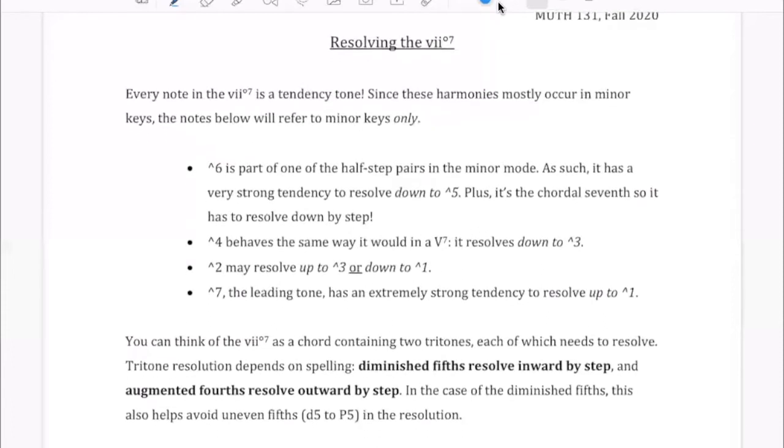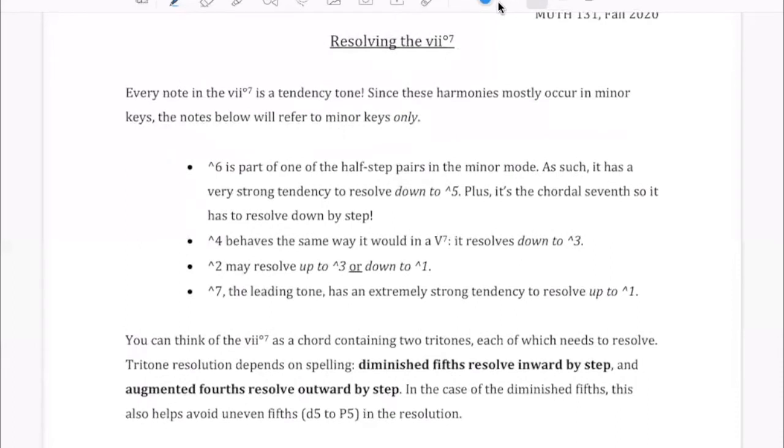Now, I have the vii°7 spelled kind of top down here. So let's talk about each of these chord members in turn. First, we have scale degree 6. Now, we are dealing only with minor keys today. Because of that, scale degree 6 is one of the half-step pairs in the minor mode. So 5 and 6 have a half-step between them in the natural minor. Now, because of that, it has an incredibly strong tendency to resolve down to 5. Plus, on top of that, it's also the chordal 7th. So it has to resolve down by step anyways.